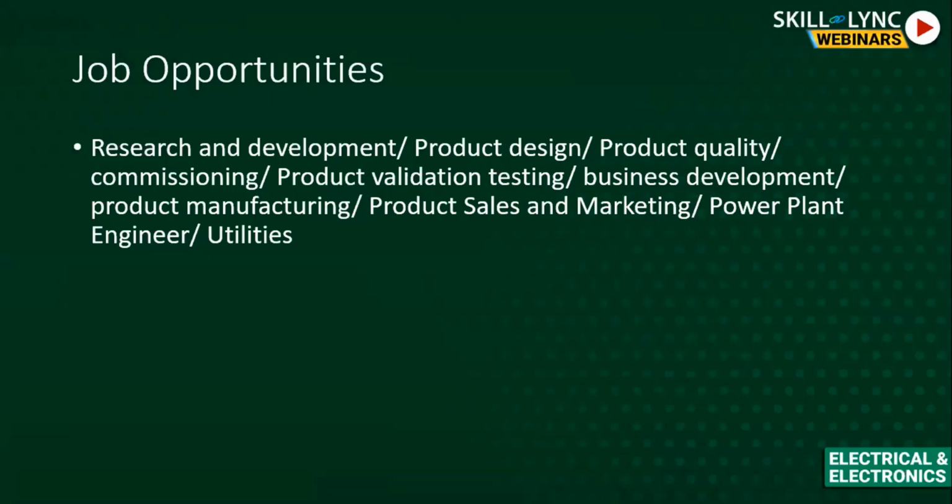The next is product design. We definitely can contribute to these areas. After the design, product quality is another thing, because only quality products sustain in the market. Apart from cost, this is the second thing which is very important from the industry's perspective. Then commissioning, product validation, testing, business development. Like I said, product manufacturing is also very important. Product sales and marketing, power plant engineering, utilities. These are the areas where there is a huge scope for engineers and us to contribute.